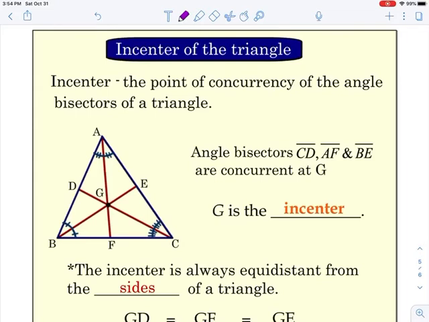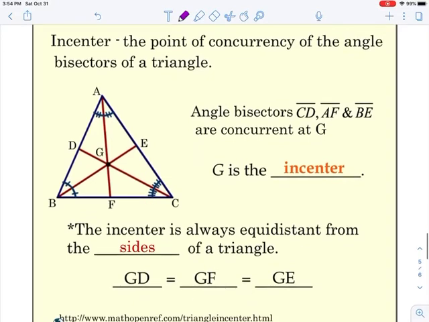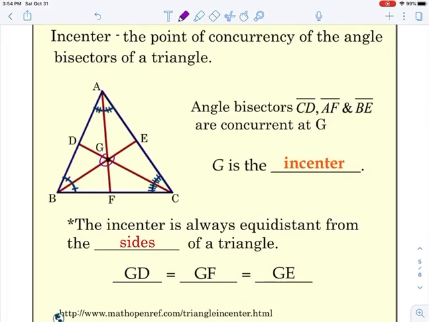Okay, so the incenter is going to be the point of concurrency of the angle bisectors. So now if I look at every single angle and then I bisect it, and I look at where those angle bisectors intersect, again, in this picture, G would be the point of intersection. So the angle bisectors CD, AF, and BE are concurrent at G. And again, that G has a special name. It's called the incenter. Okay, the incenter is always equidistant from the sides of the triangle. In other words, GD is going to be congruent to GF, which is going to be congruent to GE.